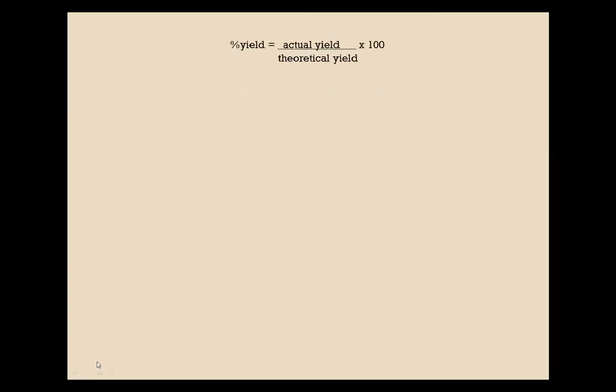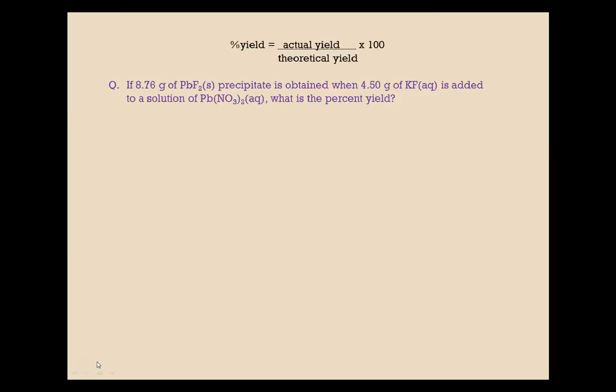So let me repeat the percent yield formula here just for reference, and here is a typical problem. If 8.76 grams of lead fluoride solid precipitate is obtained when 4.5 grams of potassium fluoride aqueous is added to a solution of lead nitrate aqueous, what is the percent yield? So the first thing we should do is write a balanced equation, and you'll notice that I've got in black here, these are the substances of interest, whereas the brown are not substances of interest, so we don't have to worry about them, but we have to have a balanced equation.